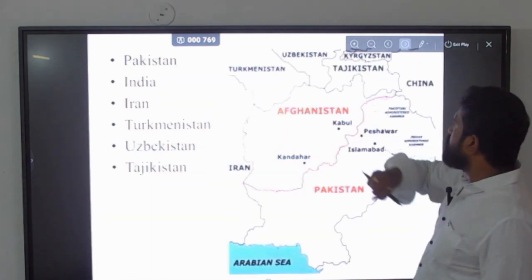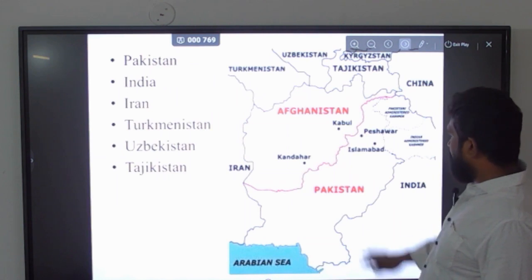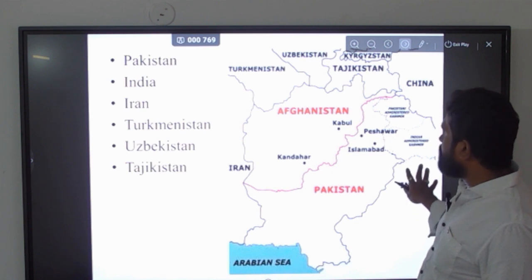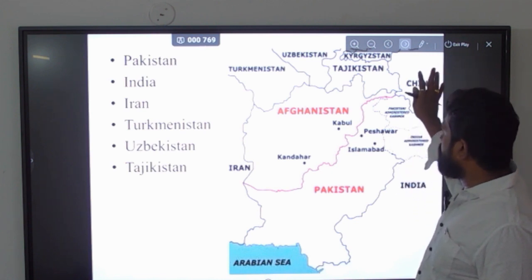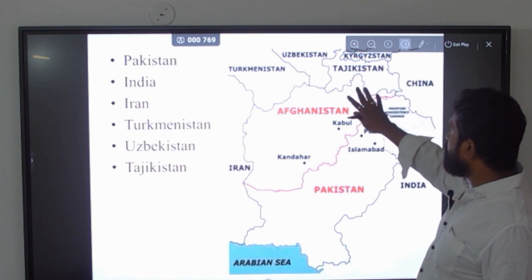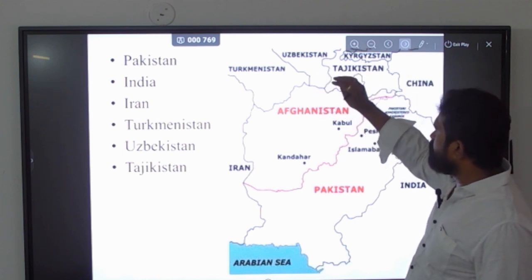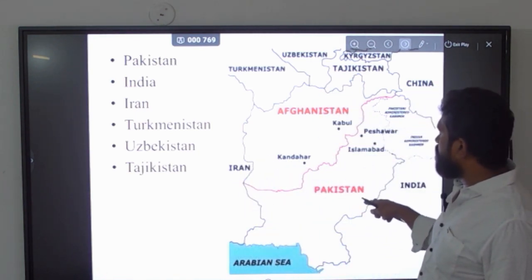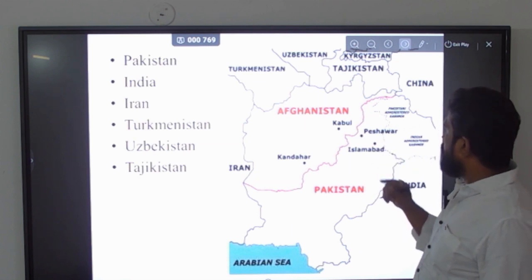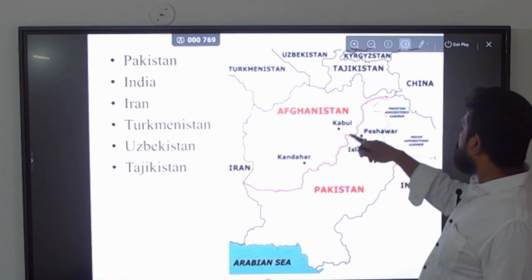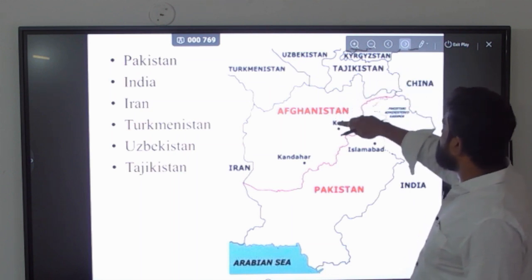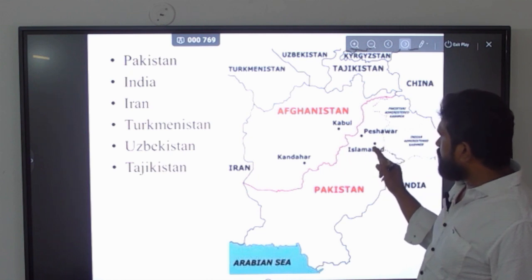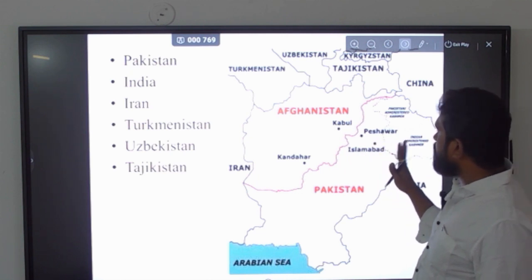If we come to Afghanistan, Pakistan is at the border, then it has a border with India, then also with Tajikistan, then with Uzbekistan, then with Turkmenistan, then with Iran. So we have 6 countries bordering Afghanistan: Pakistan, India, Iran, Turkmenistan, Uzbekistan and Tajikistan.